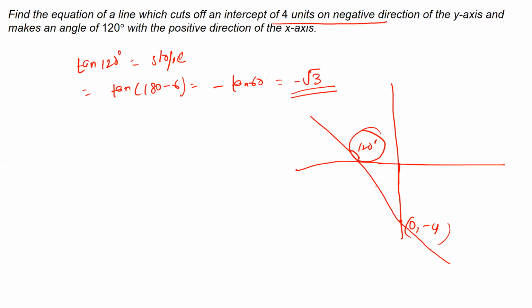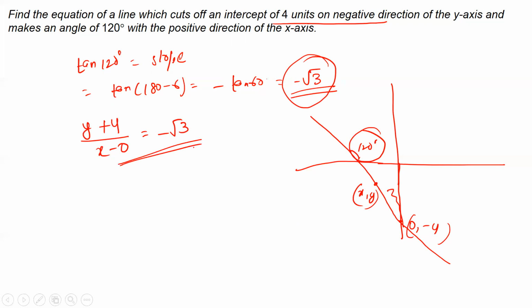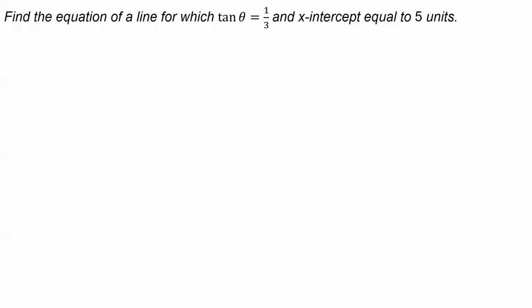Now remember what we taught in the previous lectures, that if you want to find out the equation of a line, take an arbitrary point (x, y), and you know that this line already passes through this point. So the slope of these 2 points is actually equal to minus root 3. So (y minus minus 4), which is y plus 4, divided by (x minus 0) is equal to minus root 3. You simplify this, cross multiply, transpose, and then you can find out the equation of the line. Let's quickly move on to the next question.